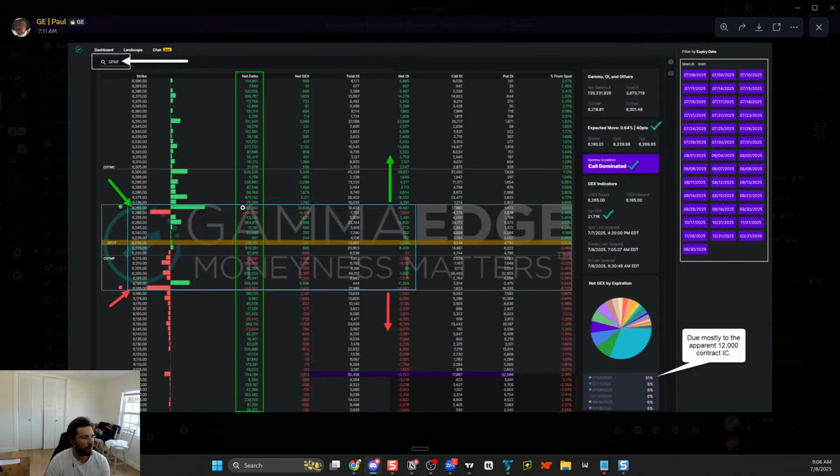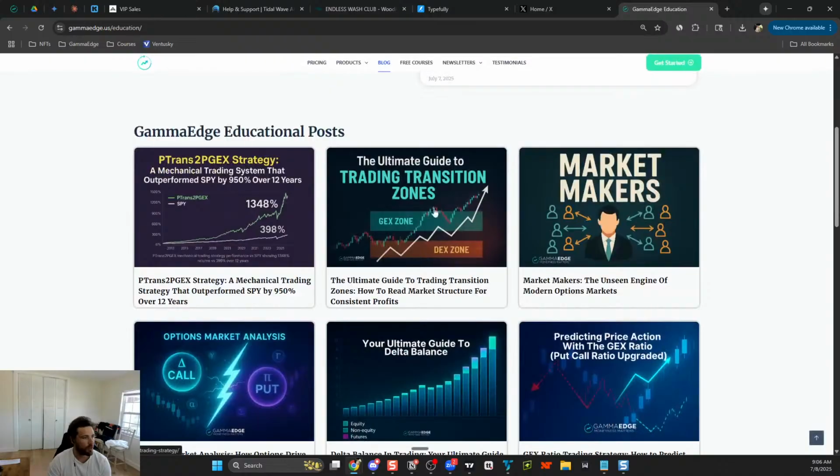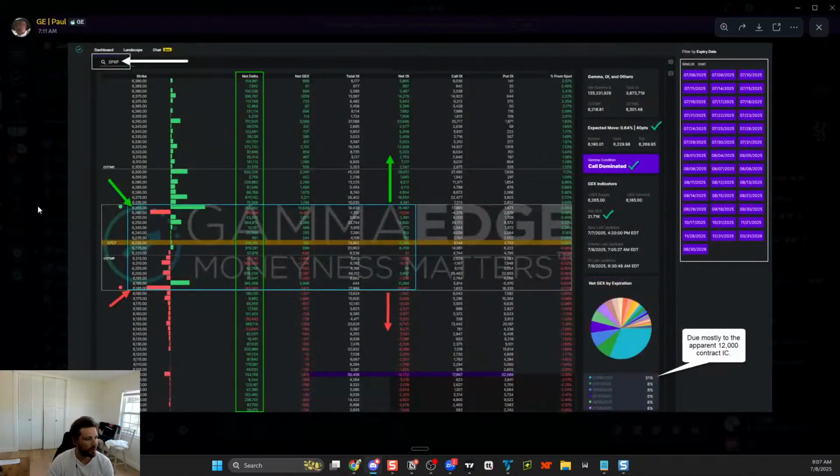But things to note: above and below spot price, call dominated, good to see. There's an iron condor structure in place today, and so that is having an impact, especially on the 0DT, which we'll get to in a minute. Transition zone outlined for you right there as well, that's the blue and the white box. We have an article on the transition zones in our blog right here. Transition zones are key to our process, so just make sure that you understand those.